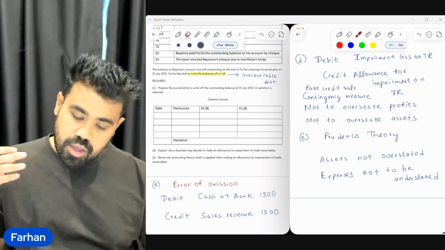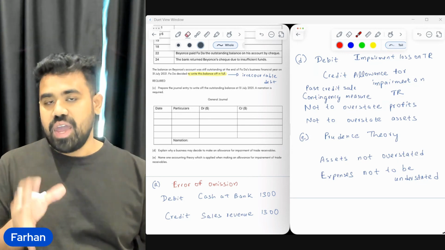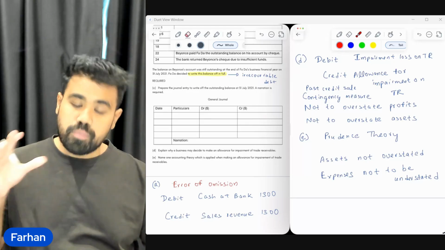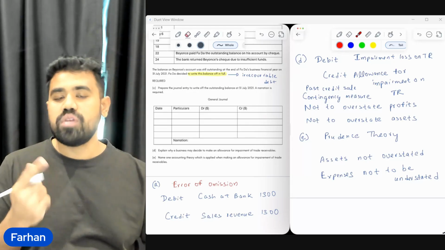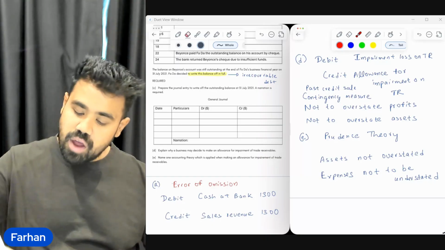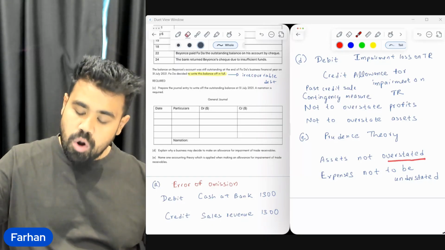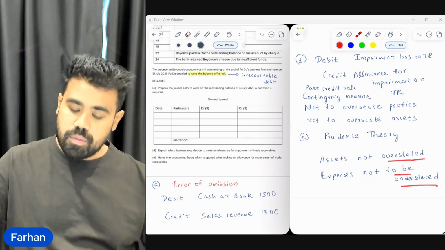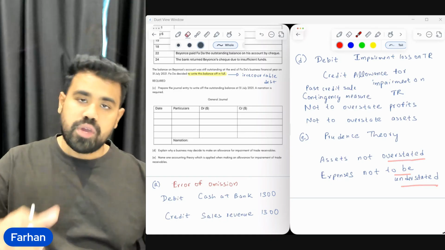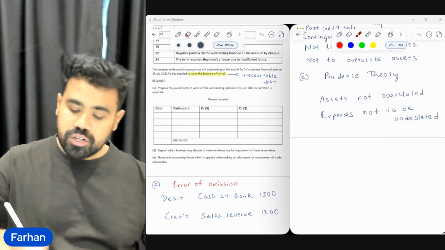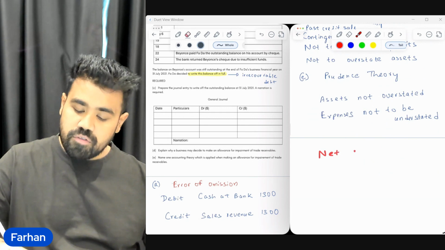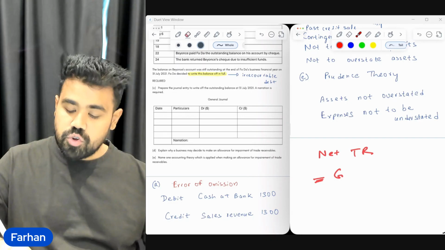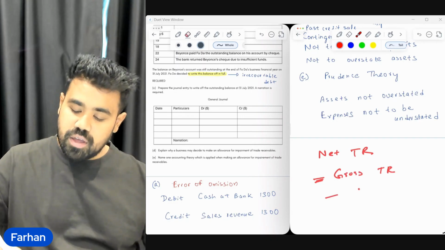Now, obviously, we have talked about the contingency measure taken based on historical sales and experiences with credit customers. And also the prudence accounting theory justifies this, because what does the prudence accounting theory say? Assets are never to be overstated, nor should expenses be understated. So when we do an allowance for impairment on trade receivables, where is this being shown? In the statement of financial position, in the balance sheet, we show the net amount for trade receivables, right? And the way we derive this net trade receivables is to take the gross amount and then deduct the allowance.